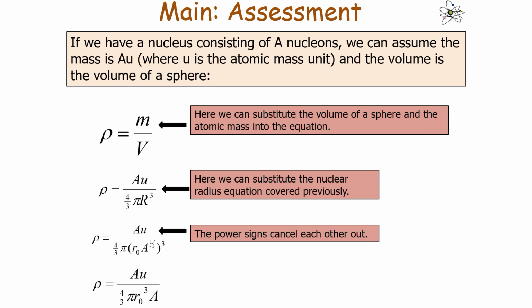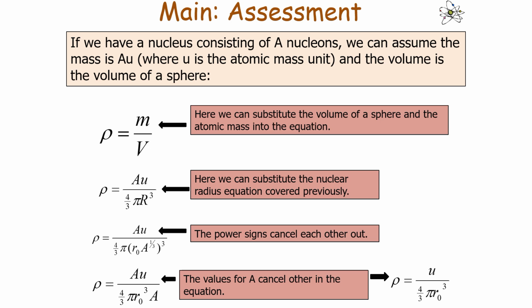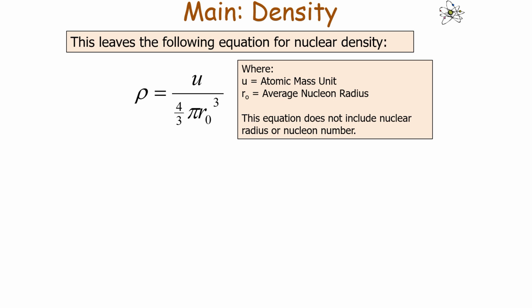Now you'll notice on the top and the bottom of this equation there is the term A, the number of nucleons. So the value for A cancels out in the equation. So we're left with rho is equal to u over 4/3 pi r0 cubed. So we know that u is the atomic mass unit and r0 is the average nucleon radius. Now you'll notice that this equation does not include the nuclear radius or the nucleon number. In fact, all of the values in the equation are constants.